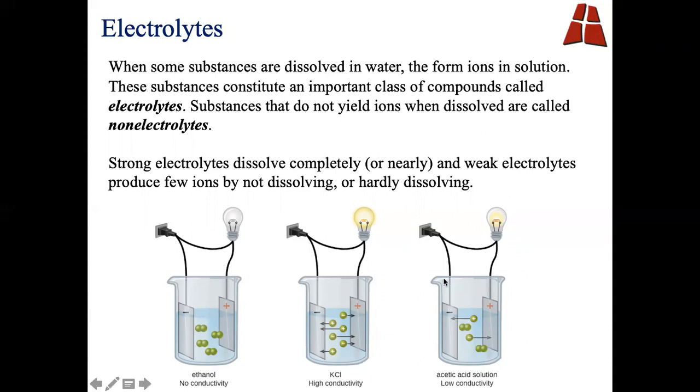So for example, we have acetic acid here that only partially dissociates in water when it's dissolved. So we'd call that a weak electrolyte, whereas something like potassium chloride, KCl, fully dissociates in water. We'd call that a strong electrolyte. And if we have ethanol, that does not dissociate, meaning it is a non-electrolyte, okay?